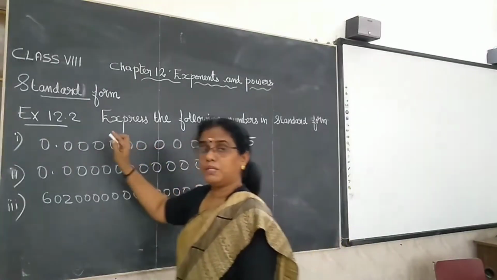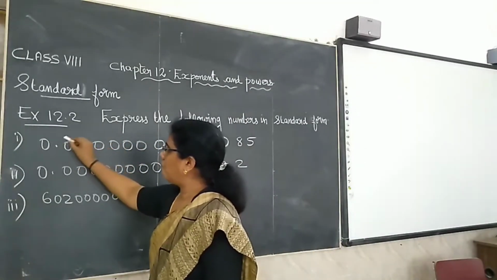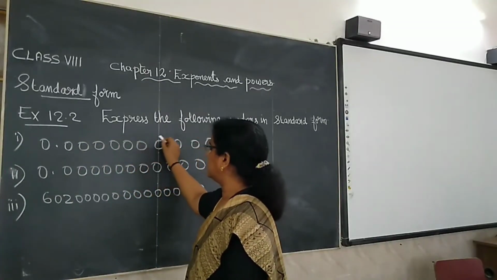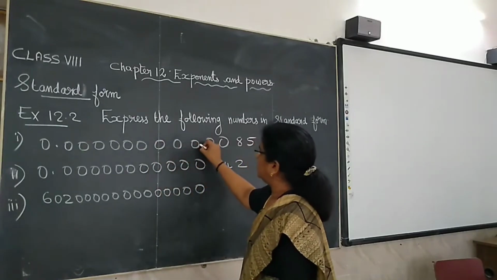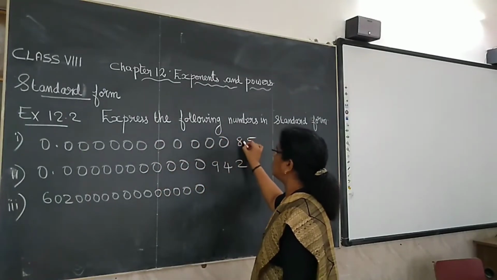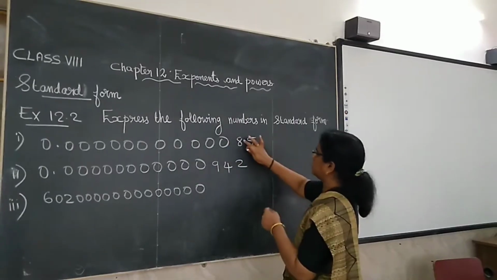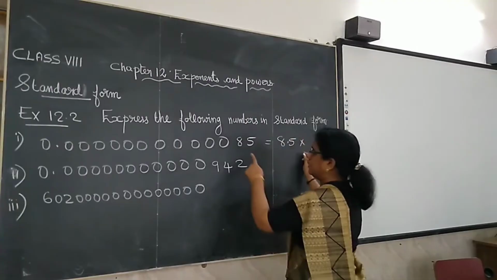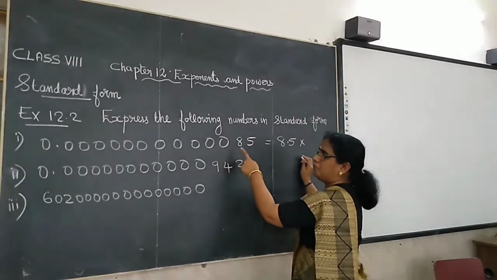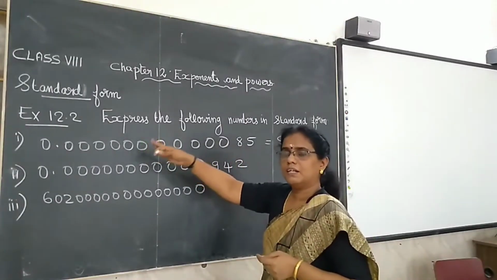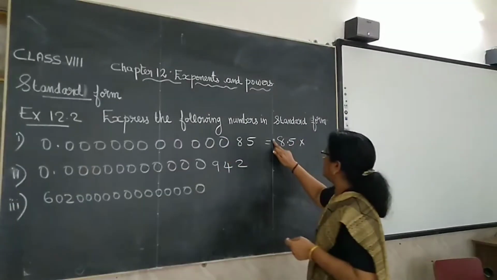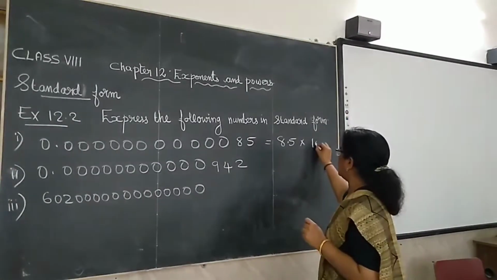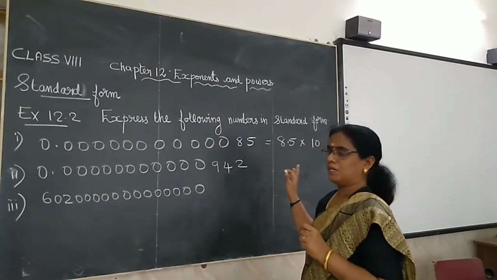So we can count how many places we have to move: 1 place, 2, 3, 4, 5, 6, 7, 8, 9, 10, 11, 12. So the answer becomes 8.5. When the decimal is here, it becomes 8.5, because so many zeros are on the left side and there is no need to write them. So 8.5 multiplied by the second part, which is a power of 10. Now how many places are we moving? That is from here.